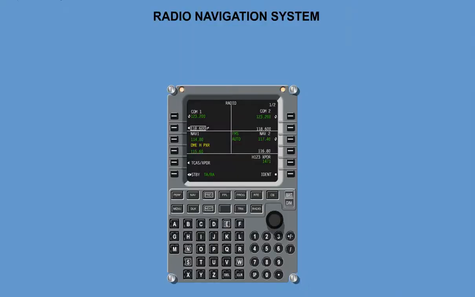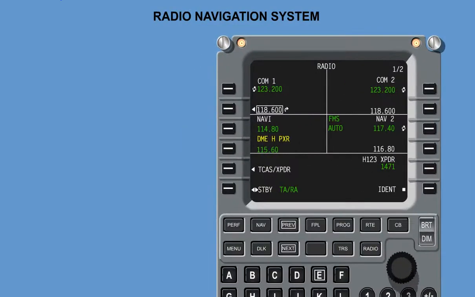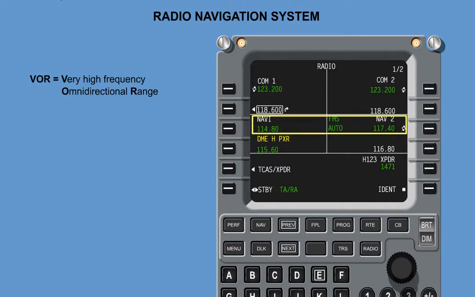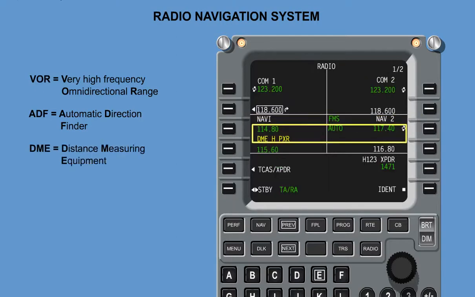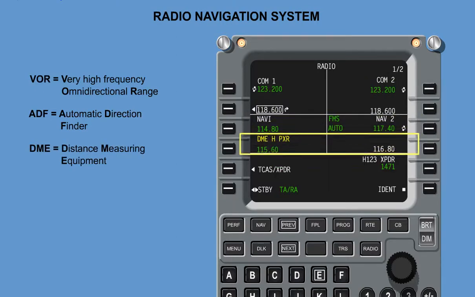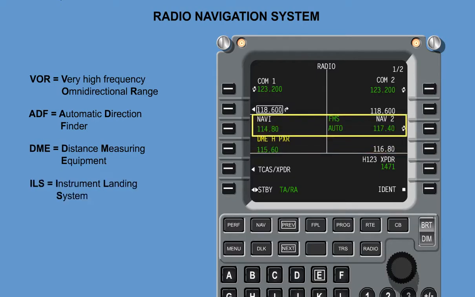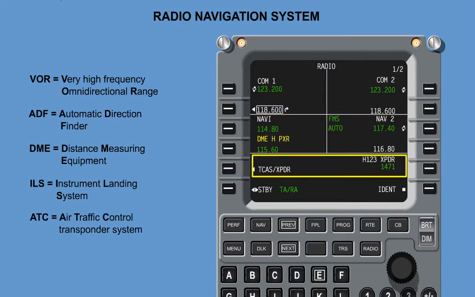Radio Navigation System. The Primus Epic radio system on board the airplane comprises the standard navigation functions including Very High Frequency Omnidirectional Range, VOR, Automatic Direction Finder, ADF, Distance Measuring Equipment, DME, Instrument Landing System, ILS, and Air Traffic Control, ATC transponder systems.